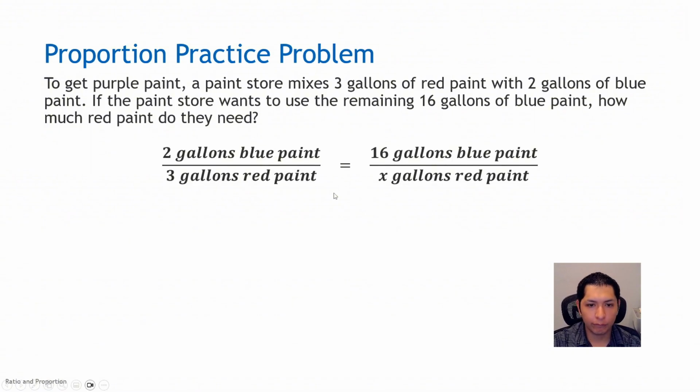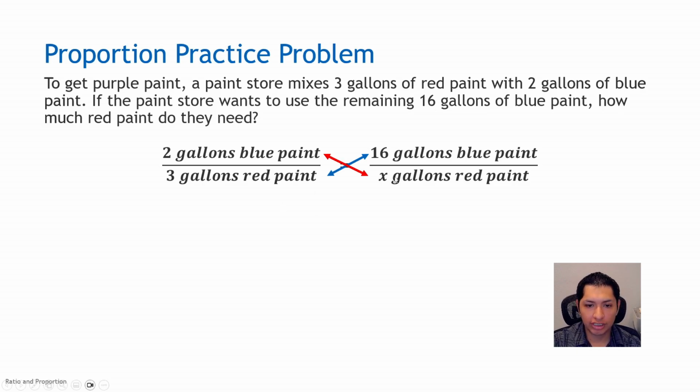So on one side, we say that for every 2 gallons of blue paint, they mix 3 gallons of red paint. That is the ratio that they normally use to get purple paint. And to keep that ratio equivalent, but now using 16 gallons of blue paint, we write the second ratio with the missing number that we're looking for. So now we're looking with 16 gallons of blue paint, but we don't know the amount of red paint. We set it up as a proportion, and we do cross products to find the missing term. So we set up the arrows.